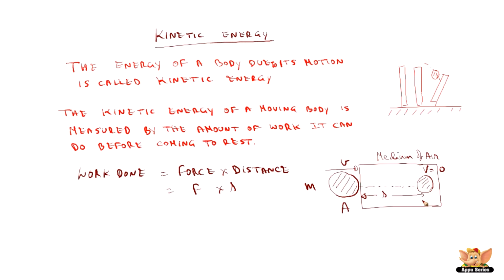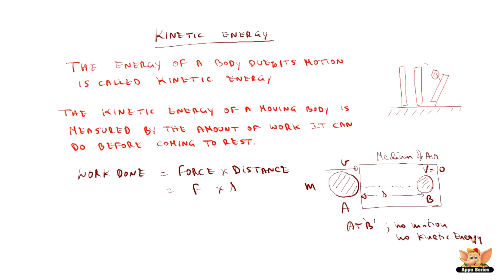At position B, let us say this is a position B, the ball, after travelling a distance of s with a velocity of v, stopped. Since the body is at rest at B, it has no motion, and hence there is no kinetic energy at B. So what happened at B? No motion, so no kinetic energy.